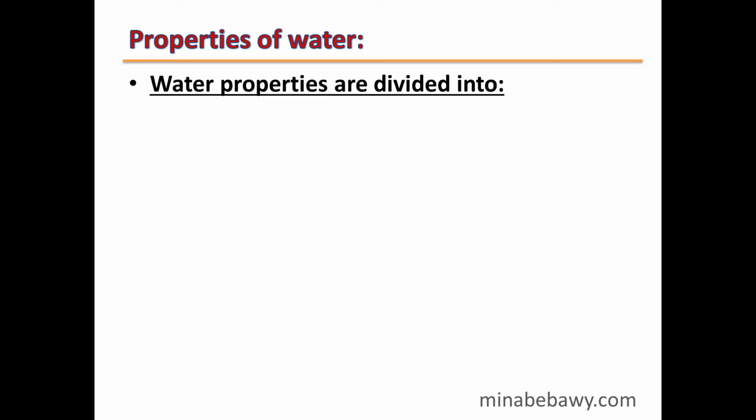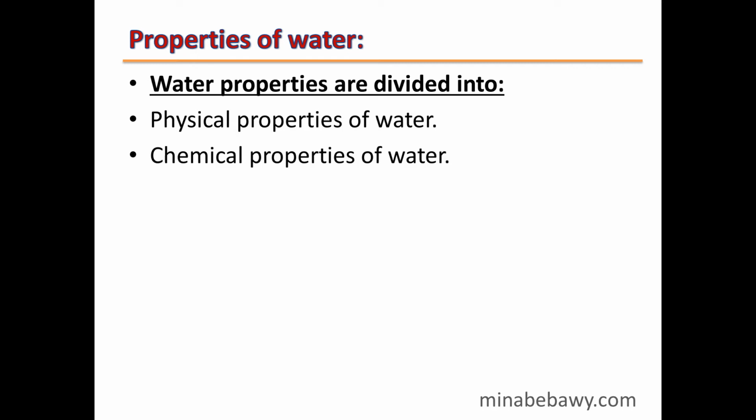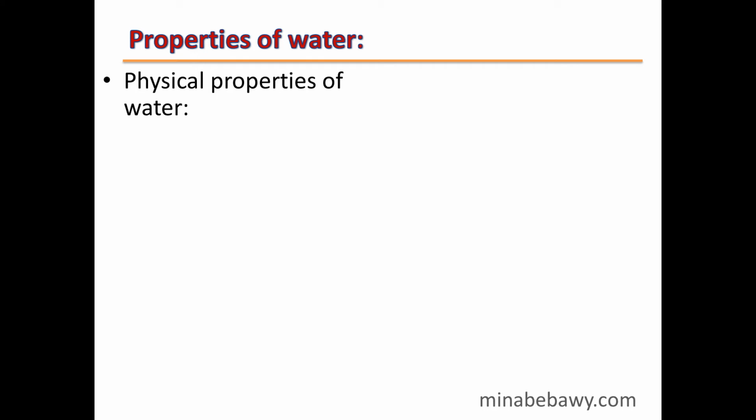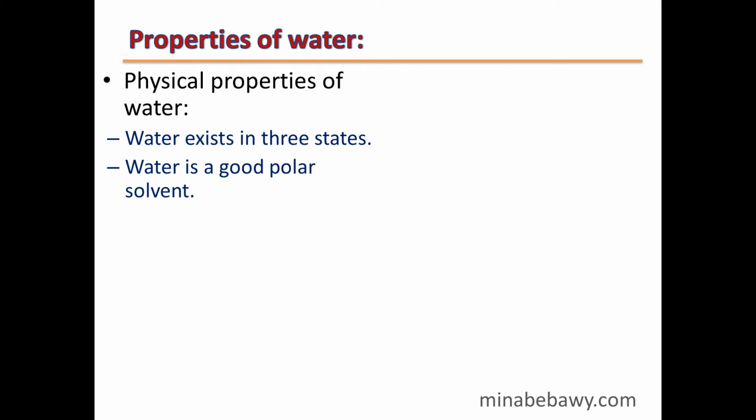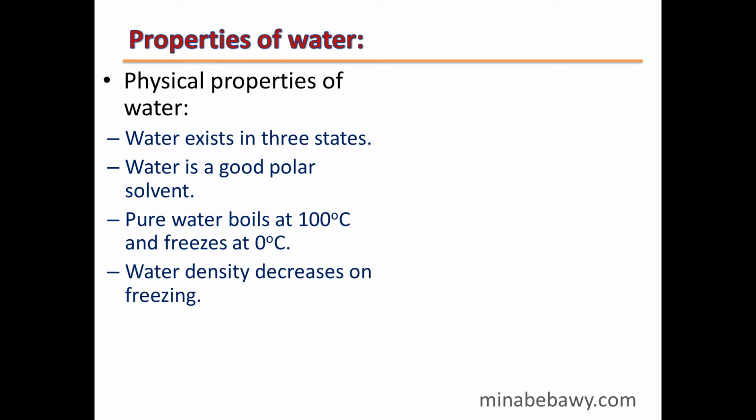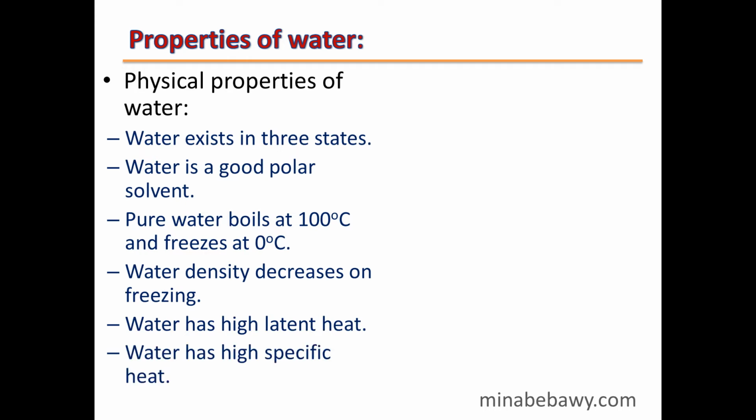Properties of water. Properties of water are divided into physical properties and chemical properties. Physical properties of water, we will study the following properties. Water exists in three states. Water is a good polar solvent. Pure water boils at 100 degrees Celsius and freezes at 0 degrees Celsius. Water density decreases on freezing. Water has high latent heat. And finally, water has high specific heat.